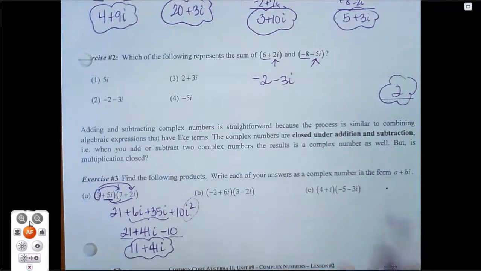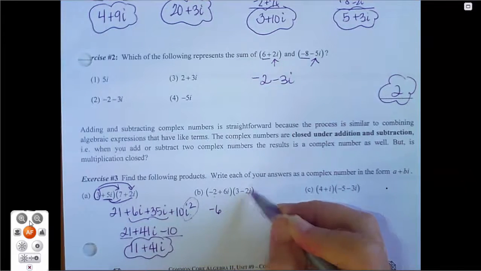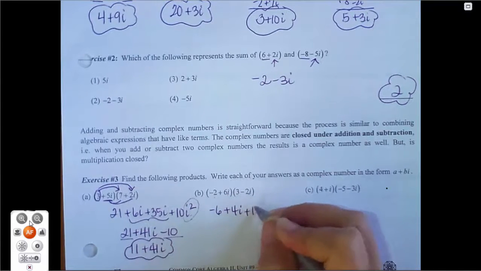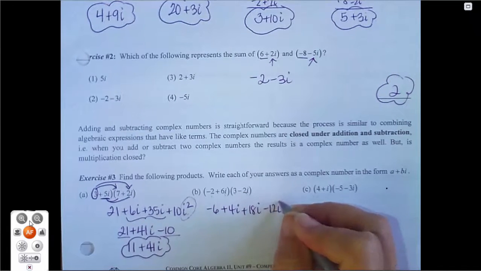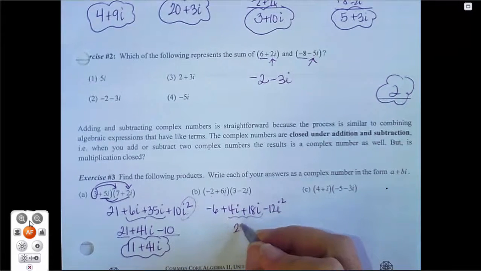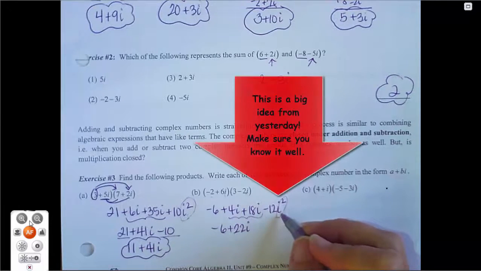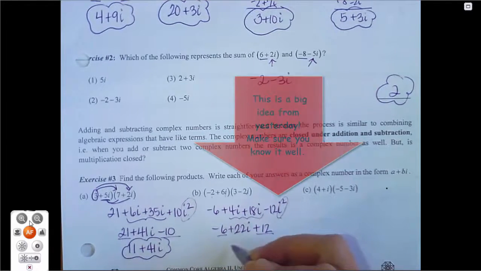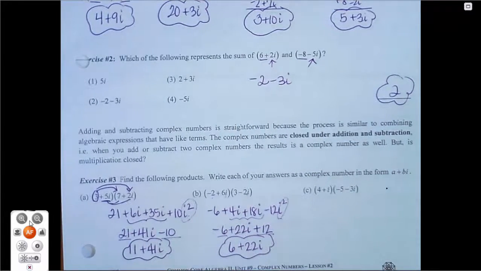Let's do another together. -2 times 3 is -6. -2 times -2i is positive 4i. 6i times 3 is positive 18i. 6i times -2i is -12i squared. Combine your like terms. 4i plus 18i is 22i. Bring down your -6. i squared is -1. -1 times -12 is positive 12. Now combine your real number parts, and you have 6 plus 22i. Try part C on your own.